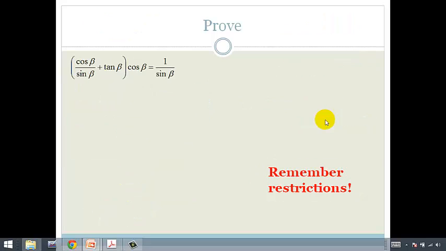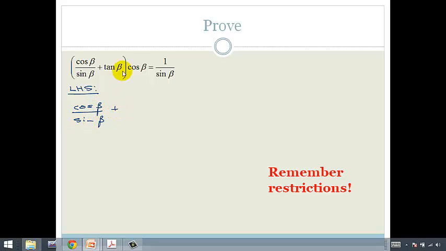Right. Last example, prove that cos beta over sine beta plus tan beta times cos beta is equal to 1 over sine beta. And again, nothing we could do there, nothing to do on that side. So we're going to mess with the left-hand side. So let's play with the left-hand side. And what do we have? We've got cos beta over sine beta.